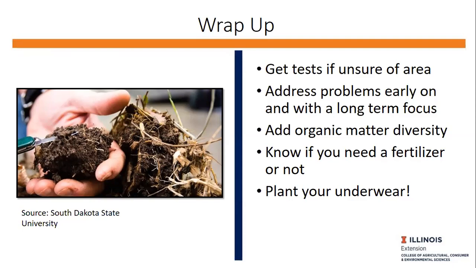Look to address problems early on, and also look from that long-term focus. Add organic matter diversity. That's where I really encourage a lot of folks to think more, is that if compost was added the previous season, maybe you actually do an aged manure this year. Recognize if you need a fertilizer or not. If it's an annual vegetable situation and you don't have that soil test that you've taken this season or last year, you're going to need a fertilizer in most cases, versus a perennial plant where you may not need one.